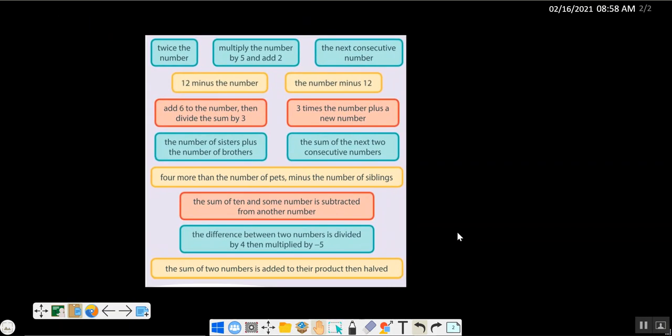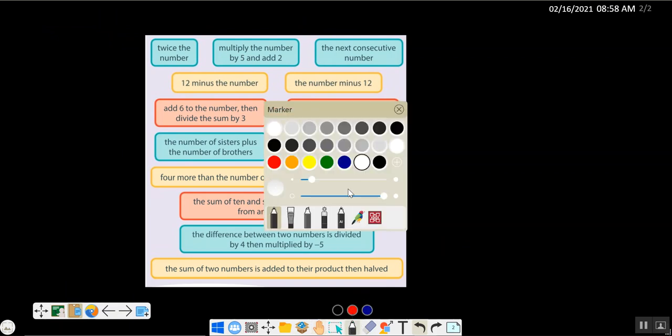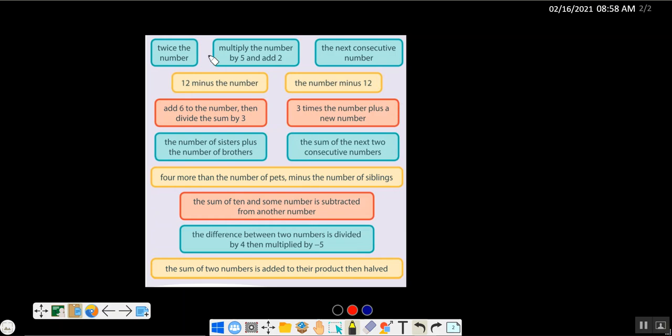All right, so let's go through some of these. So you've got twice the number. So you've started with 2x, right? That's the only time we're now allowed to use x. Right? Multiply the number by 5, then add 2. So 5y plus 2, okay?